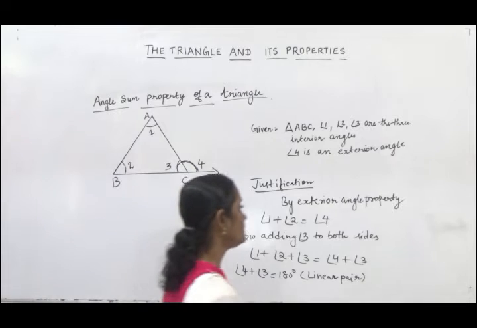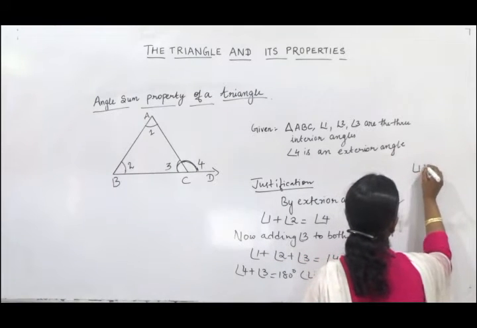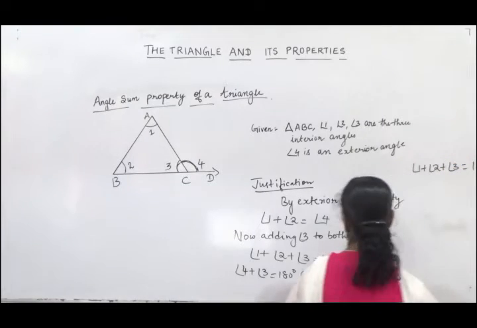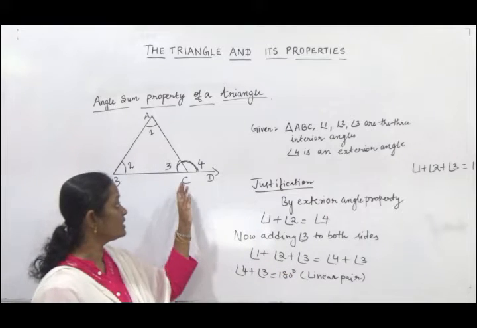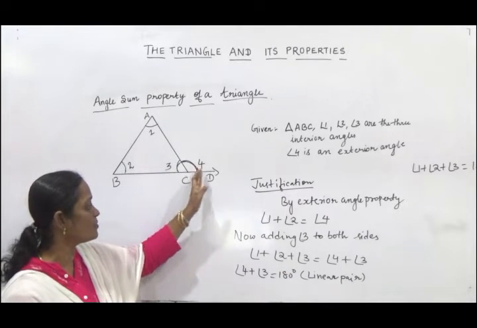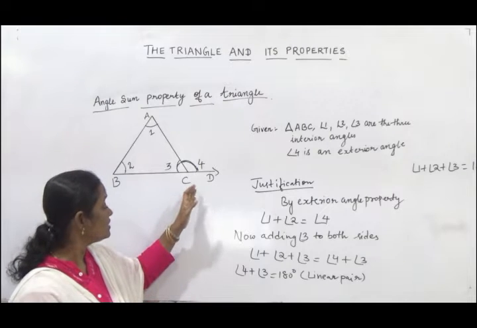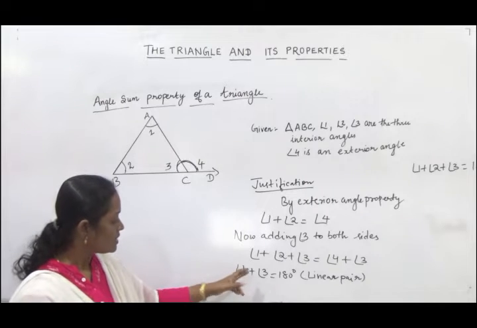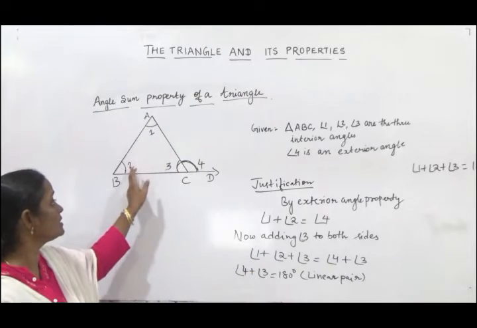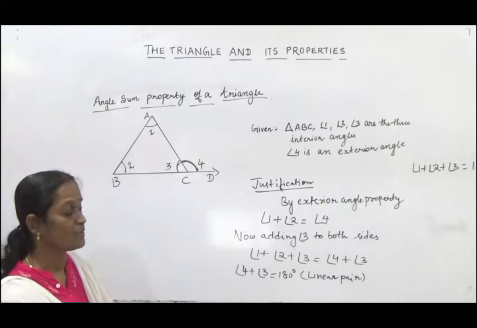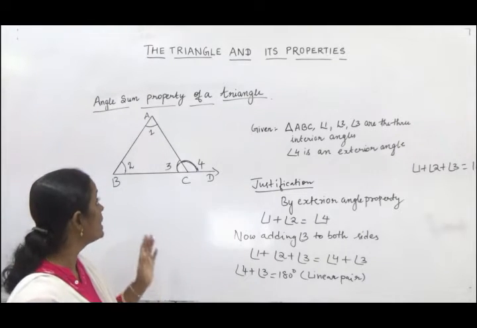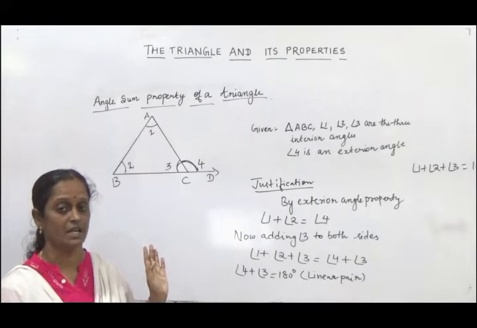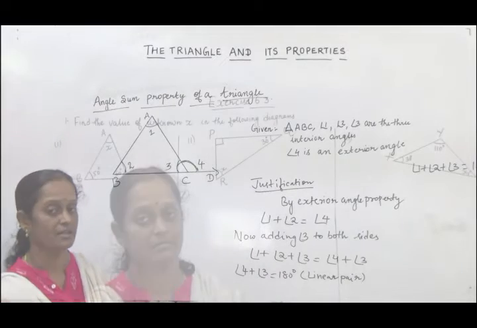So angle 1 plus angle 2 plus angle 3 is equal to 180 degrees, because angle 4 plus 3 is equal to 180 degrees. From the figure you can observe that they are forming a linear pair, and you know that the linear pair angles sum up to 180 degrees. So angles 1, 2 and 3 are the interior angles of the triangle, that is, their sum is equal to 180 degrees. So we have verified the property, that is, the sum of the interior angles of a triangle is equal to 180 degrees.